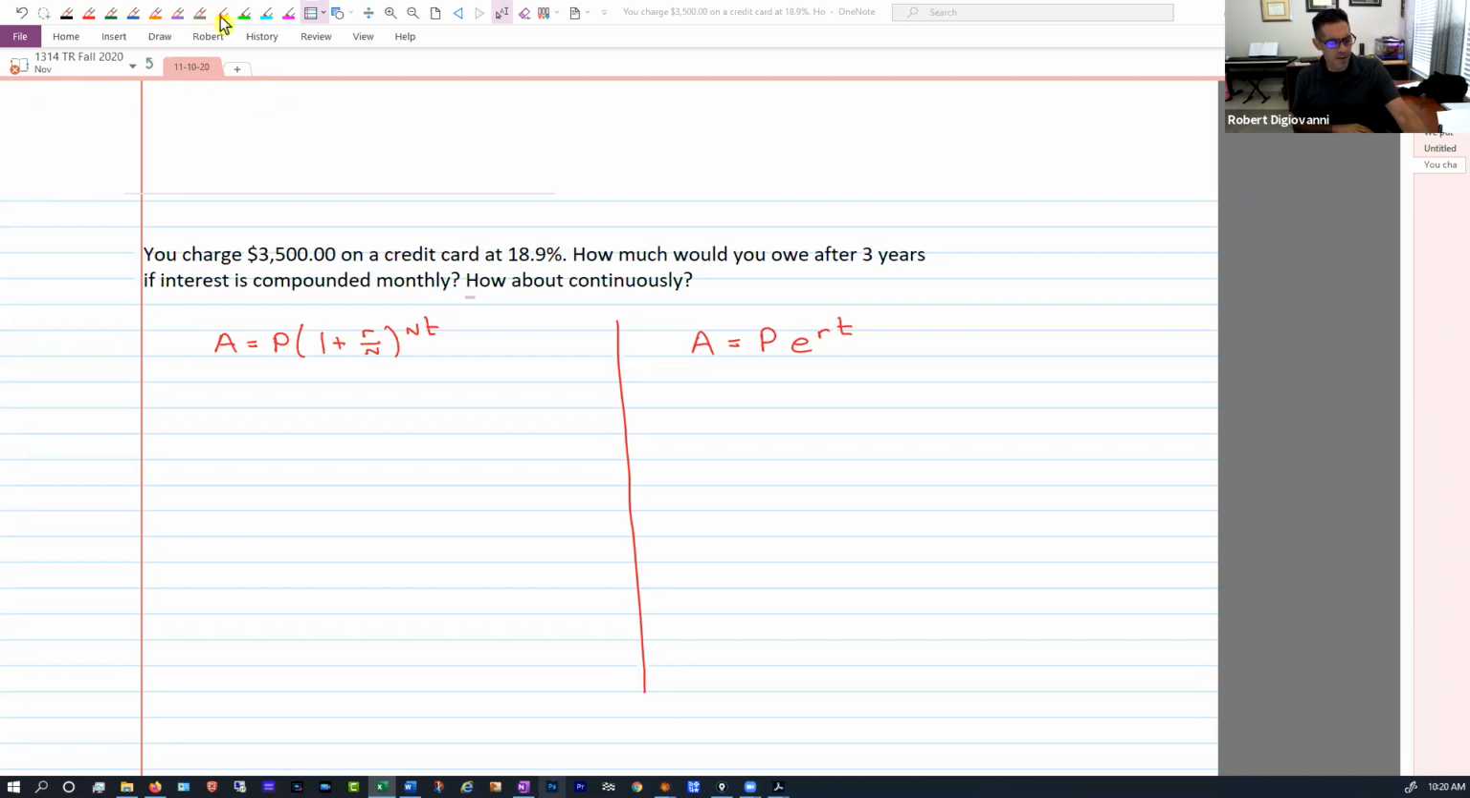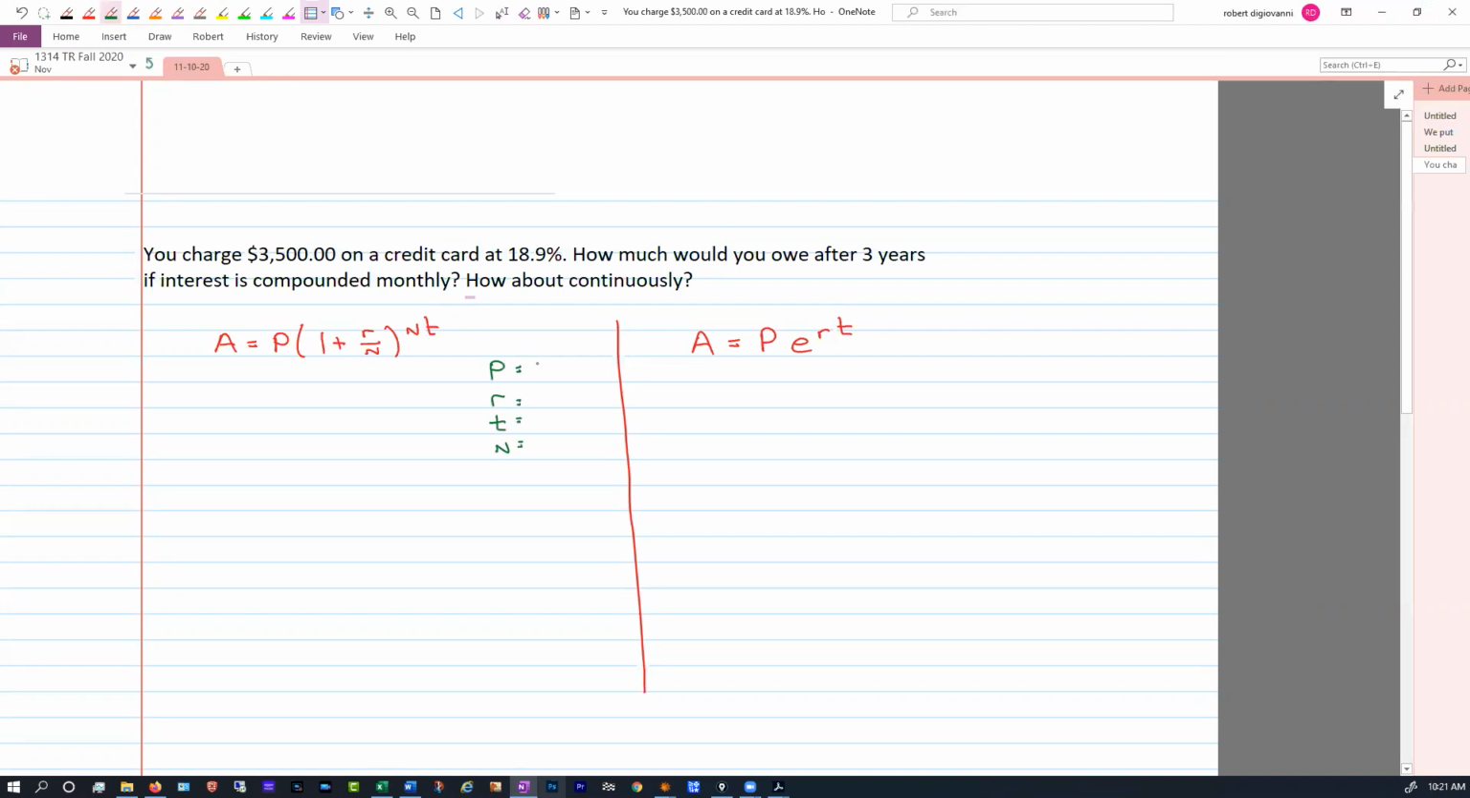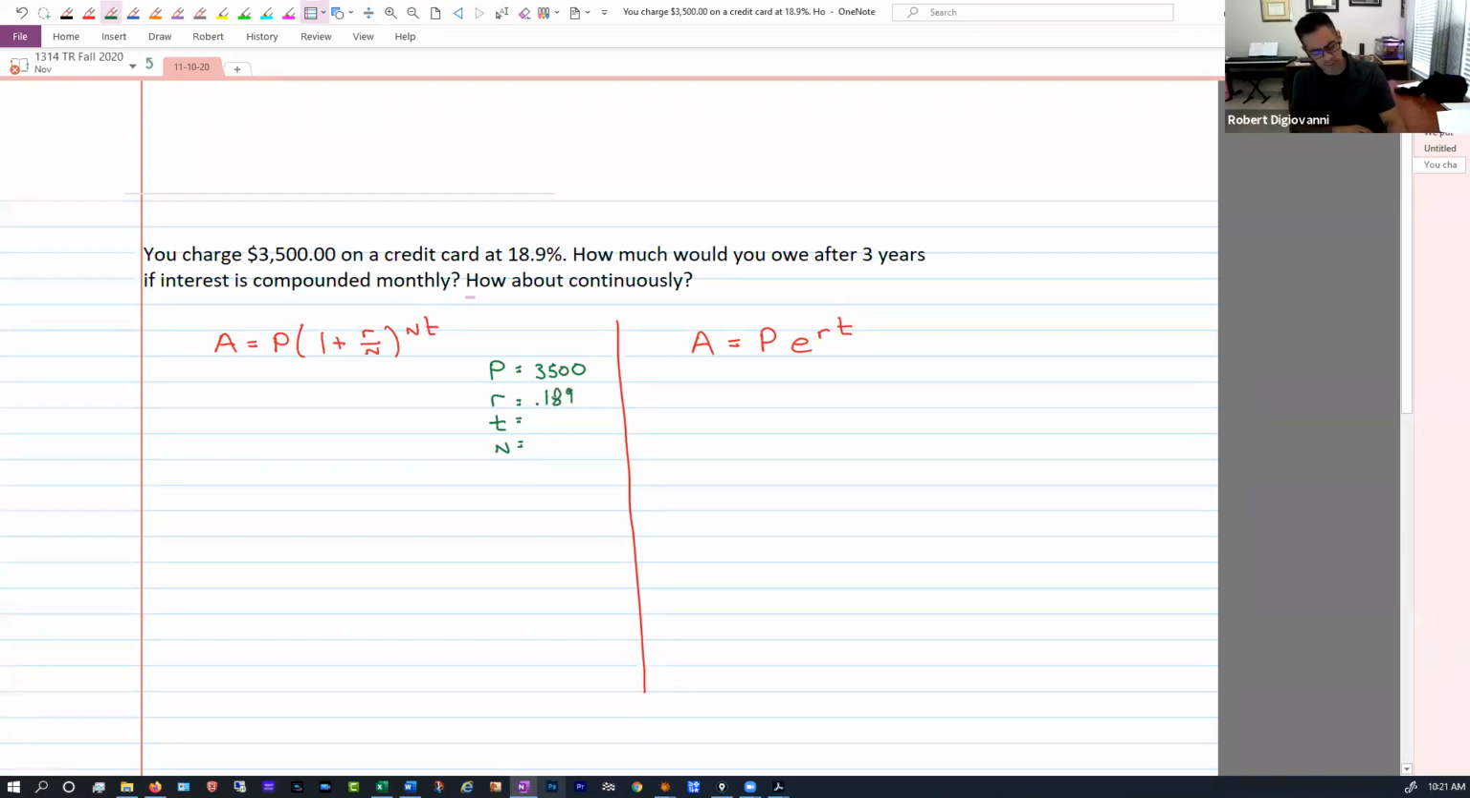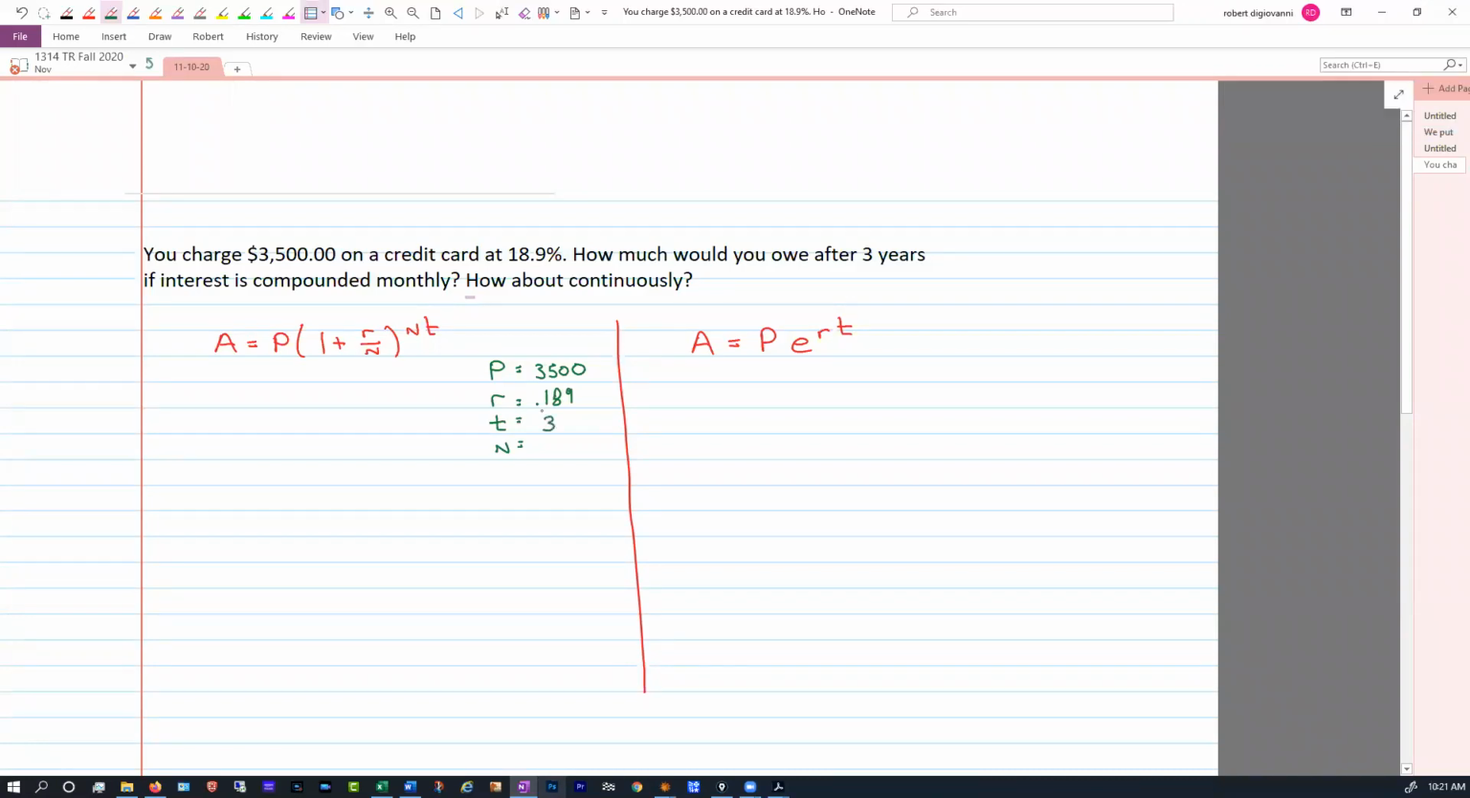How about on the first one, Emily? Can you tell me the things that we have here? Can you tell me P? Can you tell me R? Can you tell me T and N? So P would be the 3,500. Yep. R is the interest rate, so the 18.9%. Okay, so what do you want me to use for R? 0.189. Yep, 0.189, good. And then T is the 3 years, and then N, it's asking for monthly, so it's going to be 12. Good, perfect. Everyone got that?